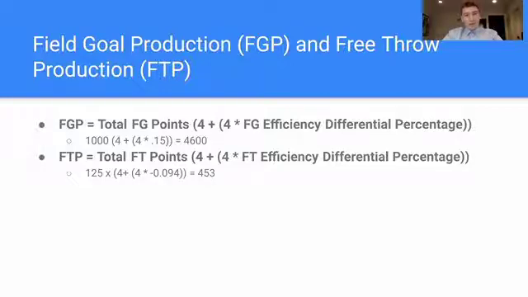If we do the same for free throw production, very similar process again. However, this time we're going to use free throw efficiency differential from the last slide, which was about negative 0.094. And we can assume that a player scored 125 free throws. We get a value of about 453. Notice that there's a weighting of 4 on total field goal points and total free throw points. That's because points are deemed more valuable than all the other statistics that we'll look into a little later.